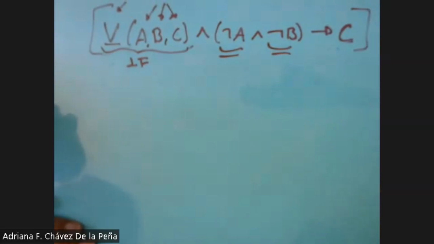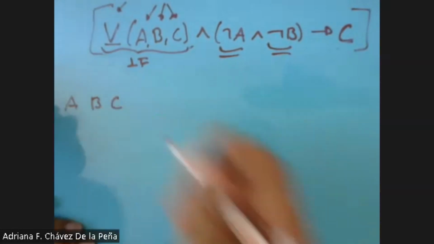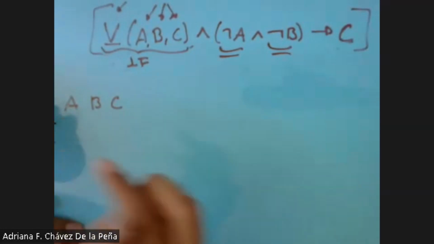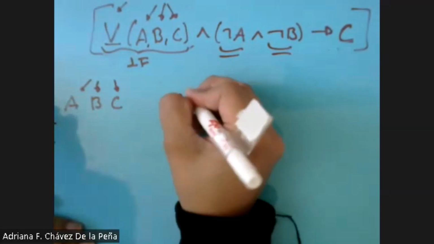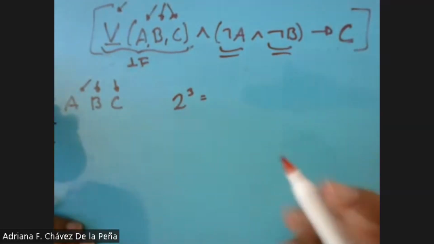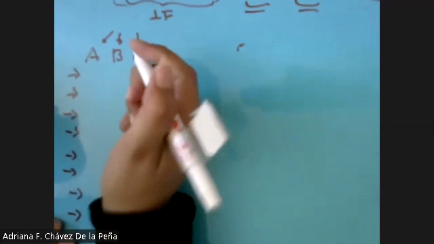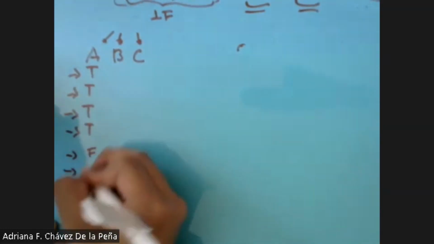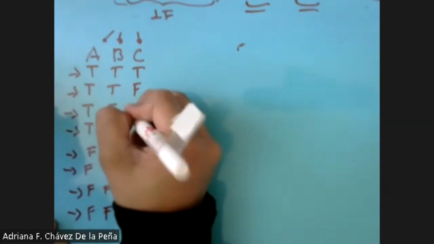So how do we do this? Well, we know that we start by writing our atomic propositions, and those are A, B, and C. And then we start by building up the number of rows that we are going to need. We have three atomic propositions, so we're going to have 2 to the 3. That is 2 times 2 is 4, times 2 is 8. So we're going to have 8 rows here. Excellent. So we're going to start by filling up our values. We start by having 4 times T, 4 times F, then 2 times T, 2 times F, and T, F, T, F. And that way we have established all the possible combinations.